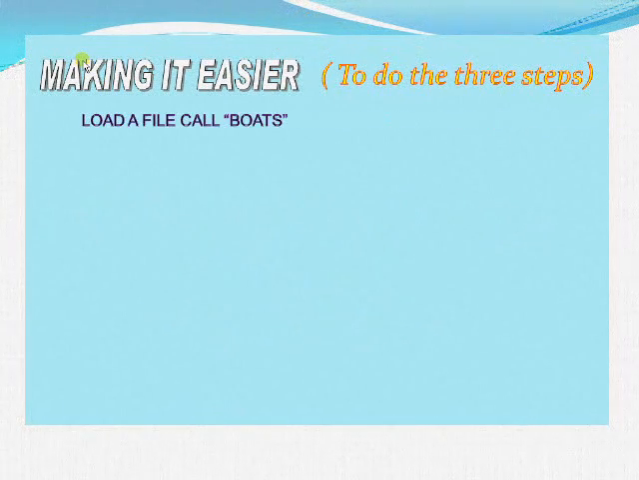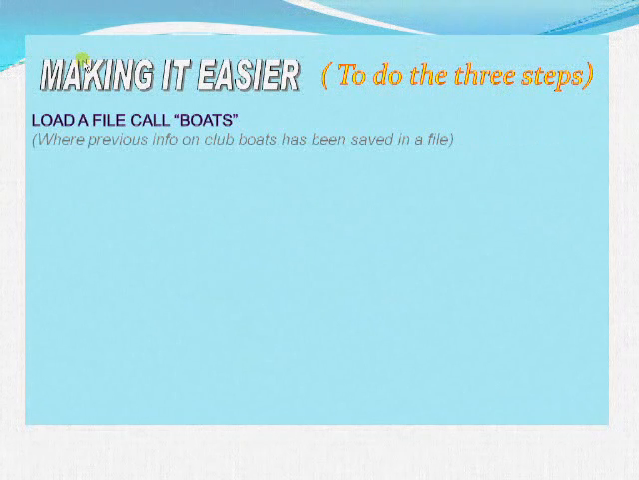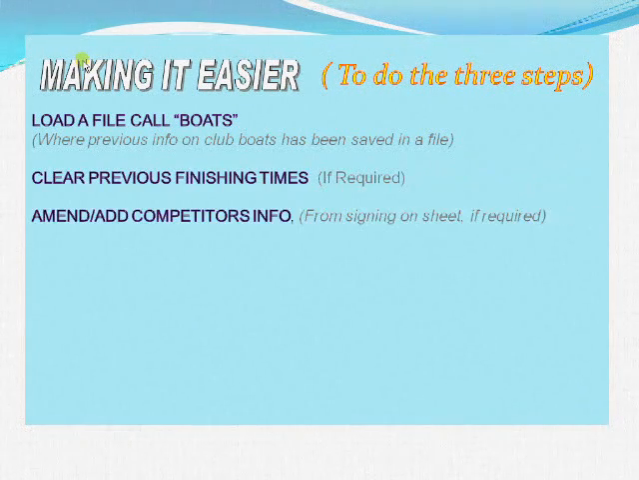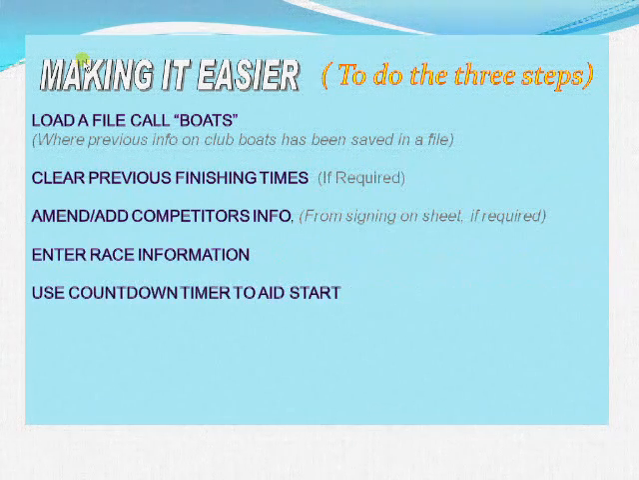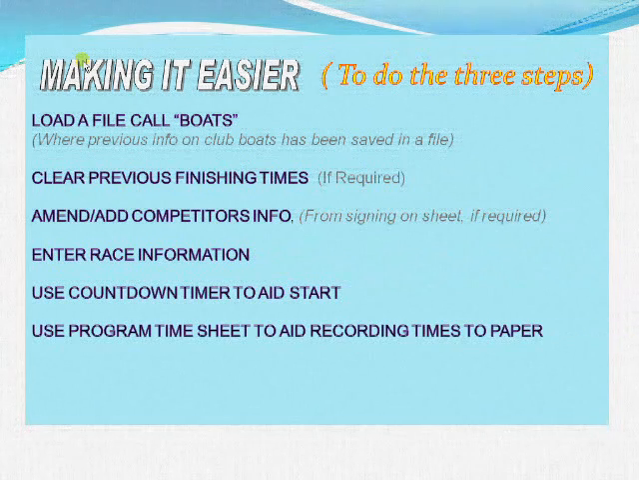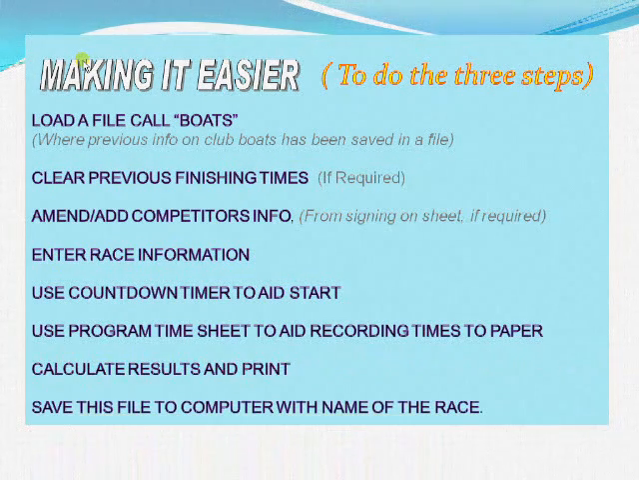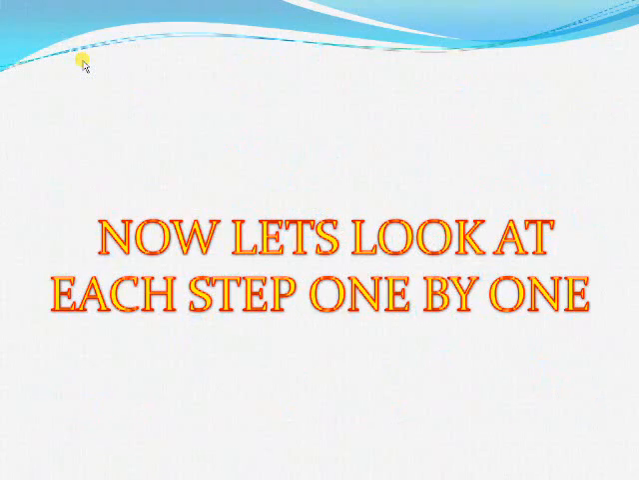First of all, load a file called boats where previous boat club information has been loaded. Then clear finishing times, amend competitors' information, enter race information, use the countdown timer to aid the start, use the program timesheet to aid recording times for paper, calculate results and print, and save this file to the computer. Now let's look at each step one by one, making it easier.